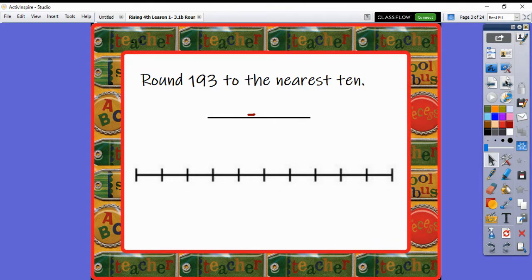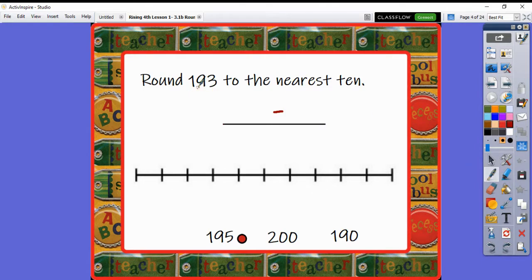All right, so we're going to be drawing a number line, and I'm going to model this one for you. So say we have the number 193, and we're having to round it to the nearest 10. The first thing I need to do is think about, what digit is in the tens place? And I know that my digit in the tens place is my 9. Next, I need to think about what is the value of that 9. I know the value of that 9 in this number is 190. 90 is the value of that 9.